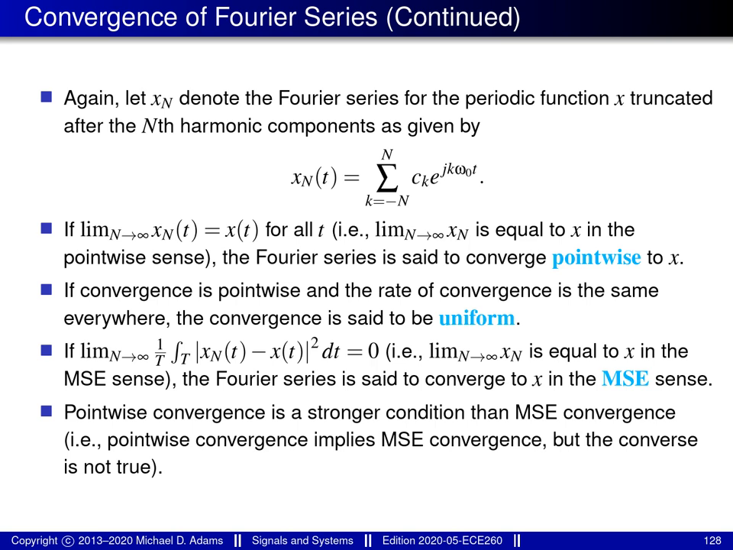Lastly, I just want to introduce one additional term, which is uniform convergence. So if convergence is pointwise, and it's at the same rate everywhere, we say the convergence is uniform. So in other words, uniform convergence is just a special case of pointwise convergence, where the convergence is happening at the same rate everywhere.